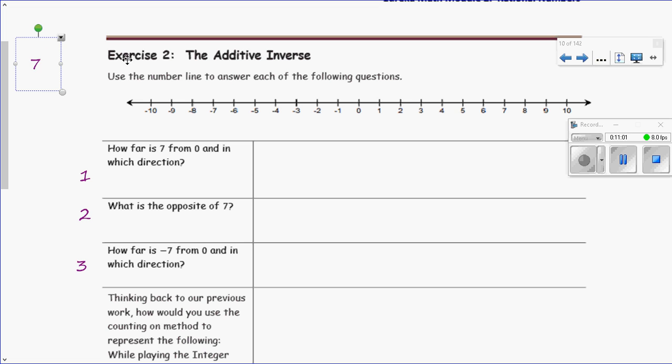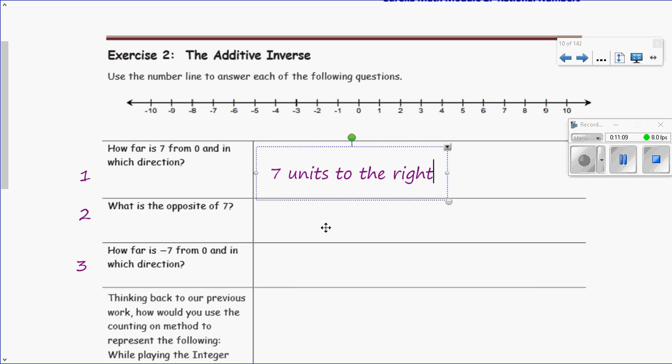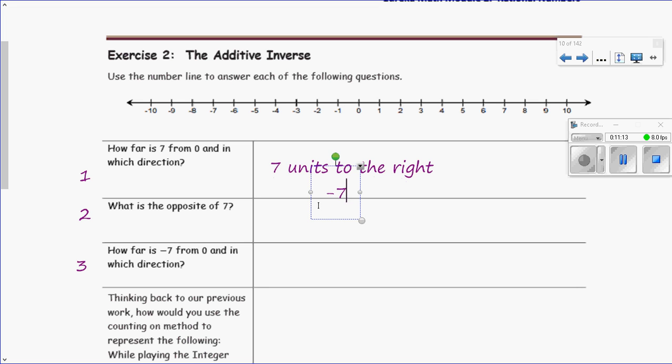Okay, the first one, did you get 7 units to the right? To the right, because it was positive. Okay, what is the opposite of 7? Did you get -7? Hopefully. And then how far is -7 from 0 and in what direction? So your answer is going to look a lot like this one, except it should say 7 units to the left.